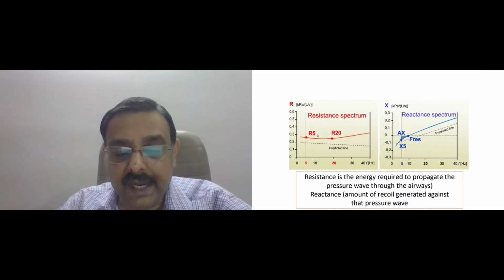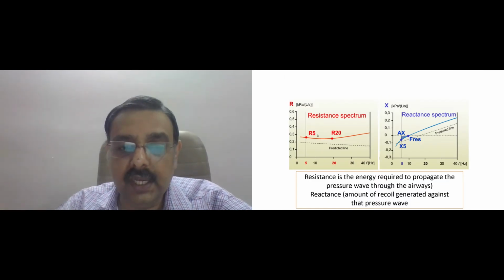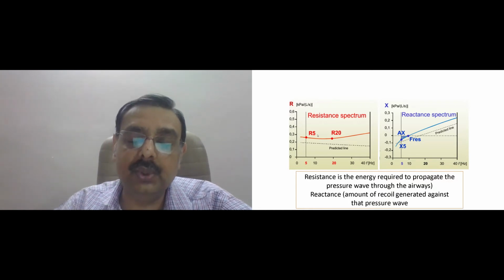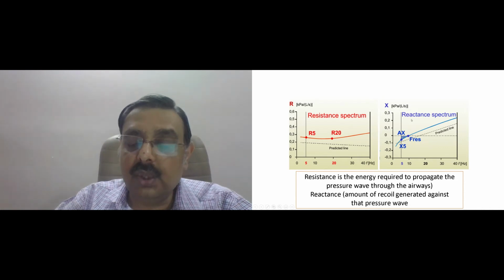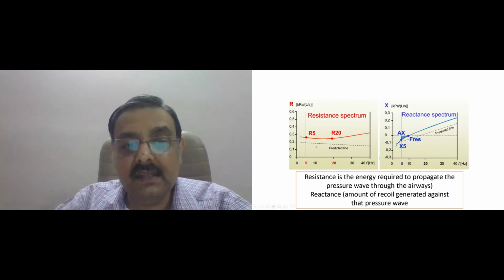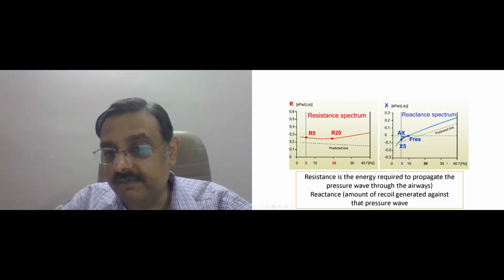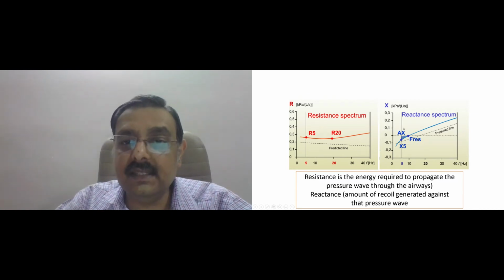So this is what you get, and these values are absolutely different from what you actually get in a spirometry. So you get resistance, and you also get reactance, and you get it across various frequencies. You get it from 5 hertz, 10 hertz, 20, 30, and 40 hertz, and you again get reactance on various frequencies, and together the resistance and reactance is what is known as impedance.